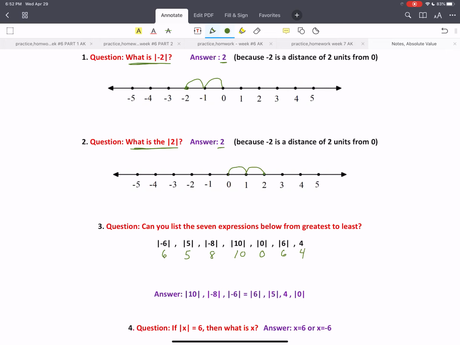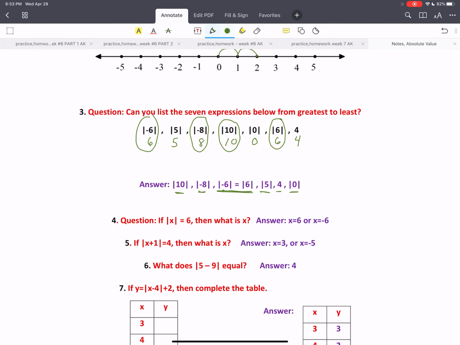So now arranging these from greatest to least, this is the greatest, so we put that first. This comes next. The absolute value of -6 and the absolute value of +6 are tied. They both have a value of +6. Then comes the absolute value of 5, then the number 4, and then the absolute value of 0.